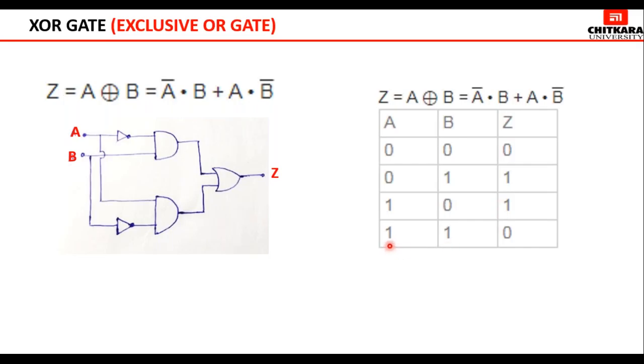Now let's check the last one when both the entries are 1. 1 complement is 0. 0 into 1 will be 0. Plus 1 into 1 complement. 1 complement is also 0. So 1 into 0 will be 0. So 0 plus 0, my answer is 0. Right?